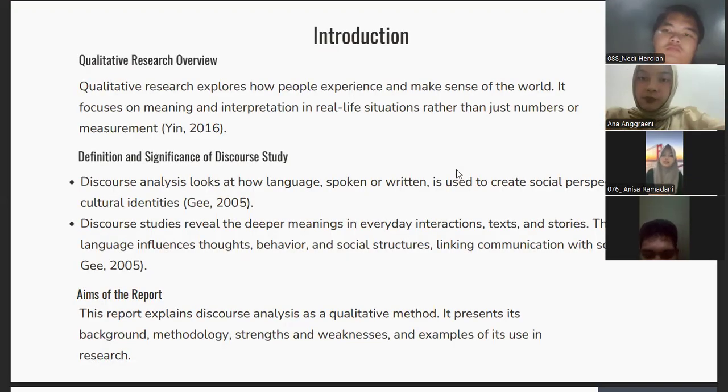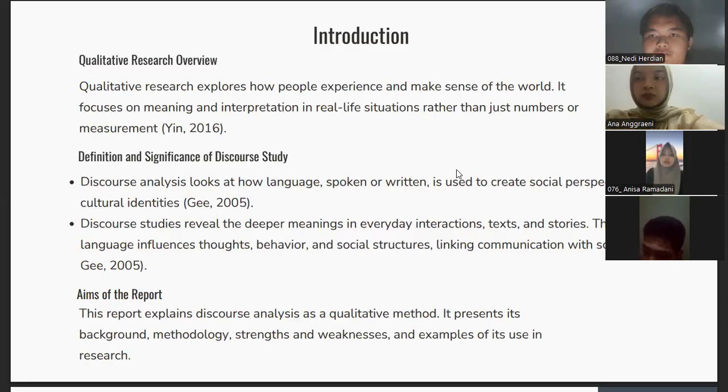So, qualitative research is research that explores how people experience and make sense of the world. It focuses on meaning and interpretation in real life situations rather than just numbers or measurement. And one common method in qualitative research is discourse analysis.